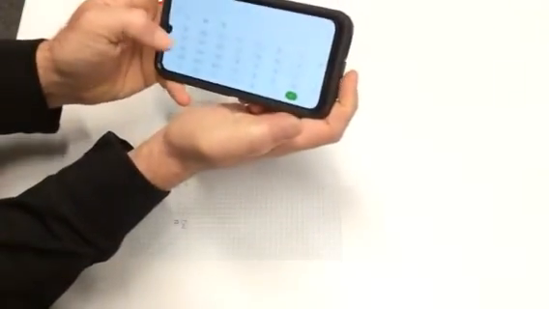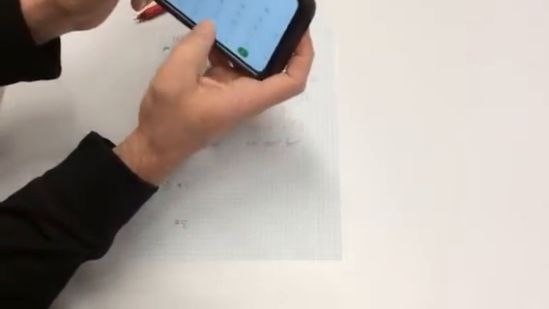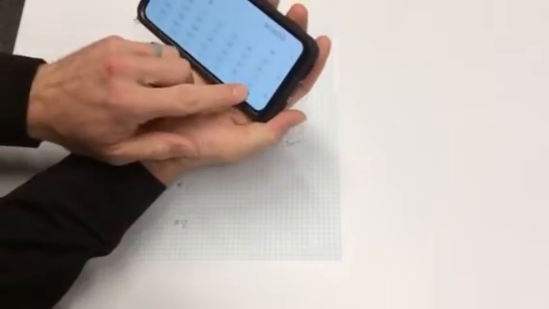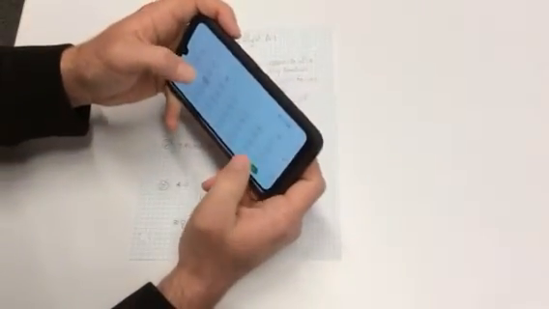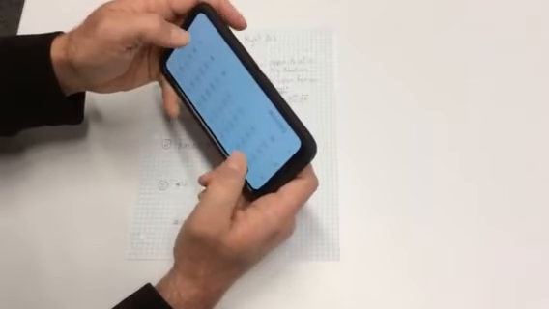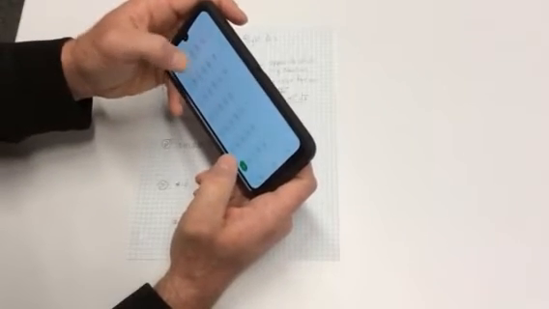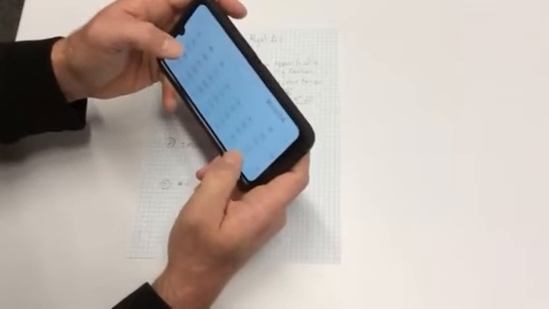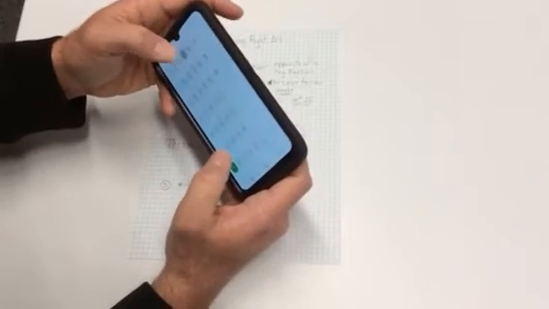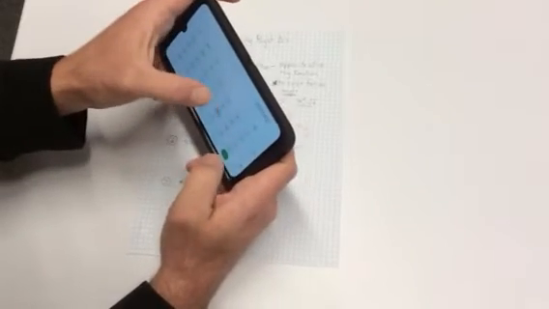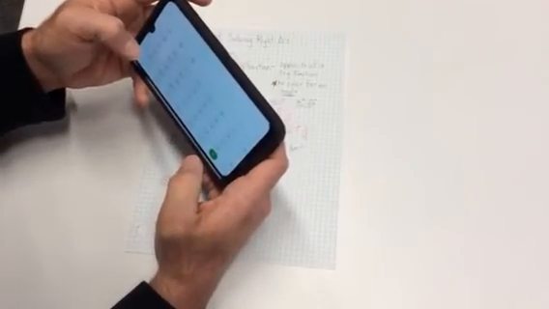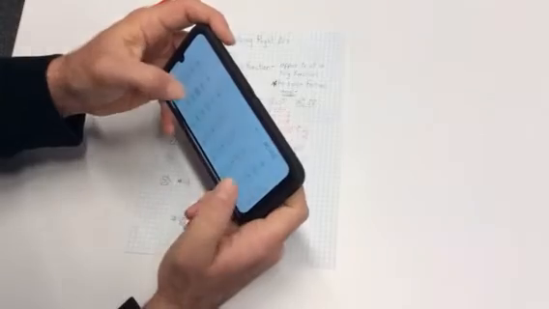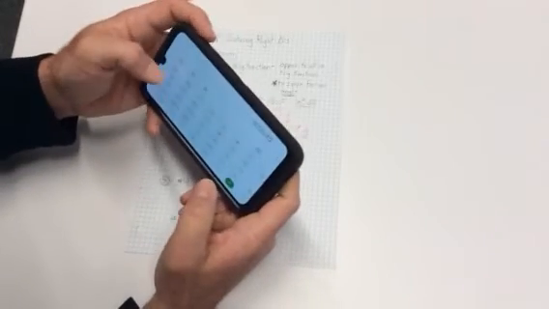Calculator not being helpful. Technical difficulties. Okay, well, something wrong with my calculator there.